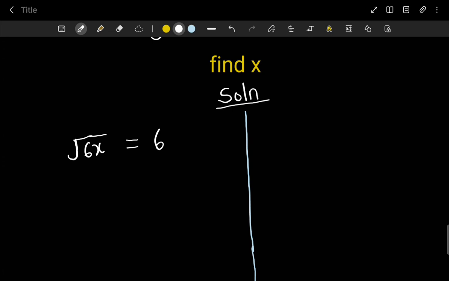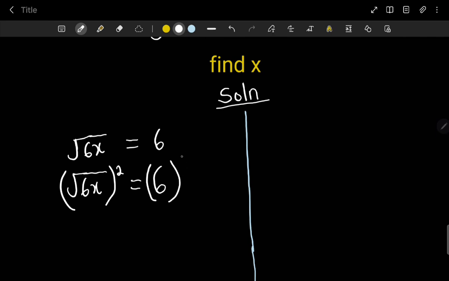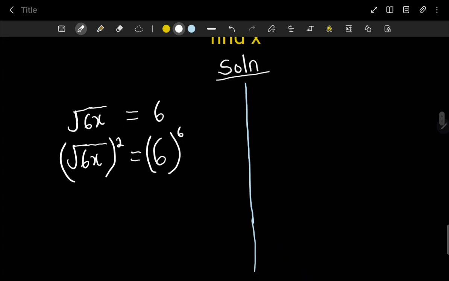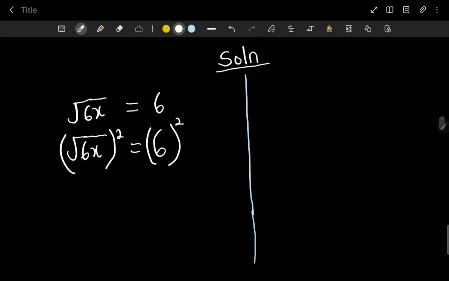So we have square root of 6x, let's square it, is equal to square root of what? Square root of 6. Okay. Now what do we do? Sorry, square root of 6. Now what do we do?